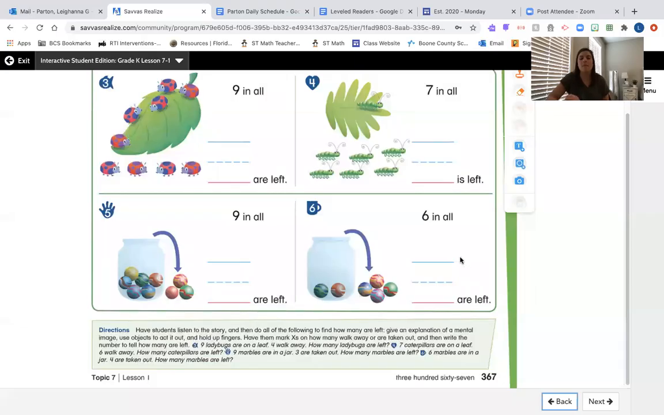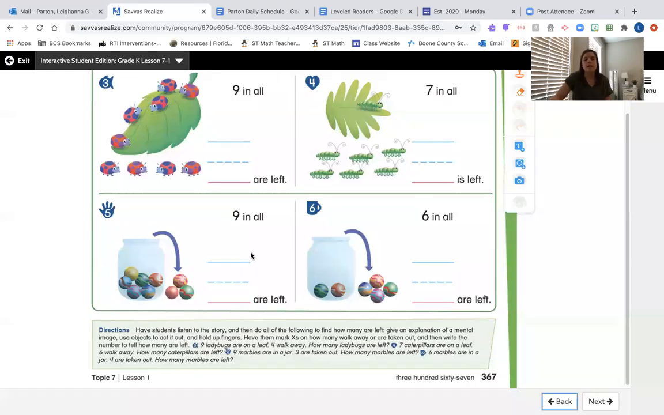All right, welcome back. Let's work on number 4 together now. Looking at the caterpillars, it says 7 caterpillars are on a leaf. 6 walk away. How many caterpillars are left? So remember to put your X's on the ones that walk away, circle your leftovers, and write how many you have left over on the line. Go ahead and pause the video and complete that problem.